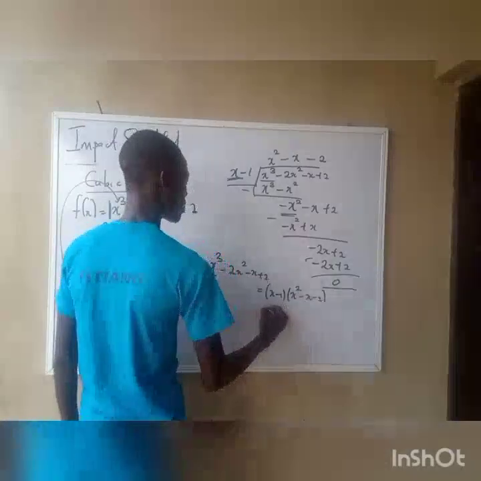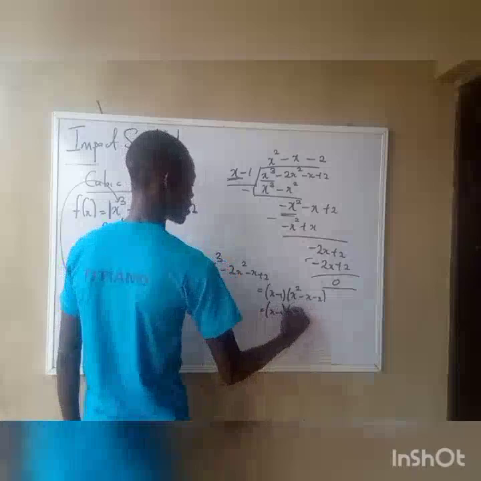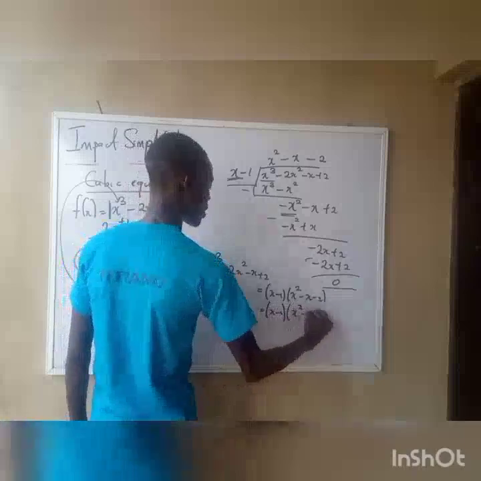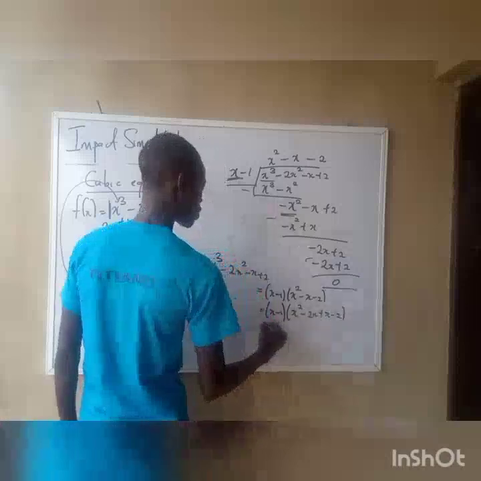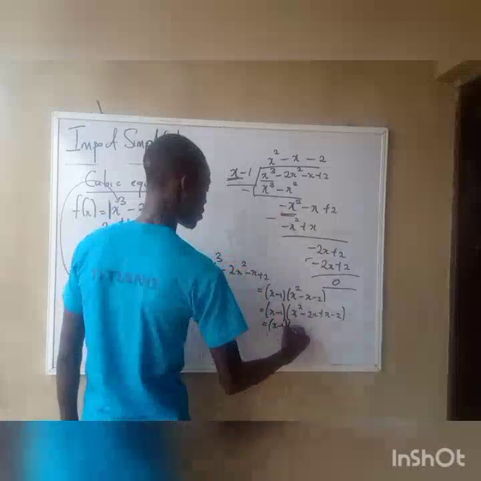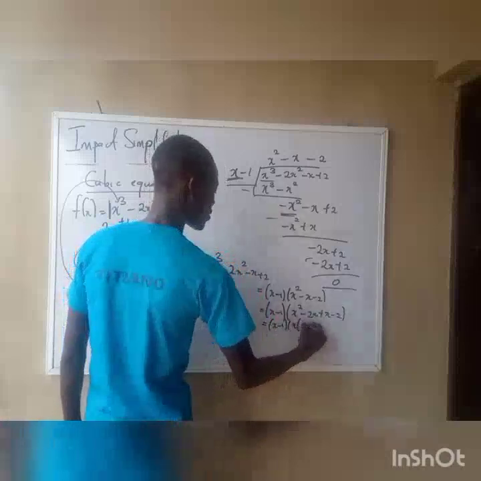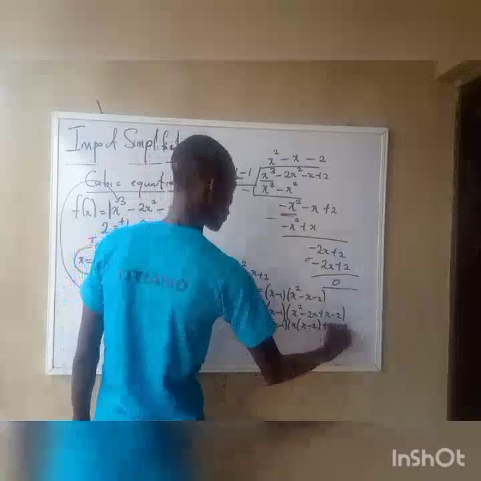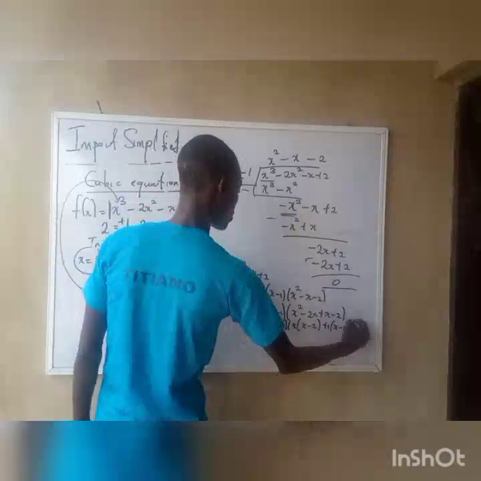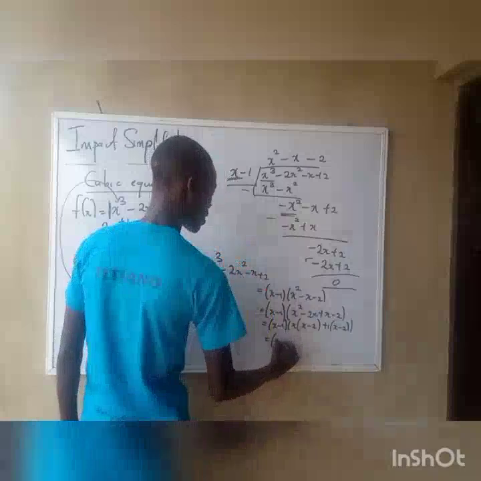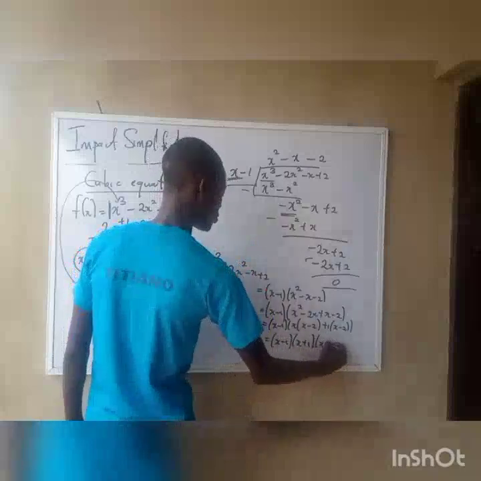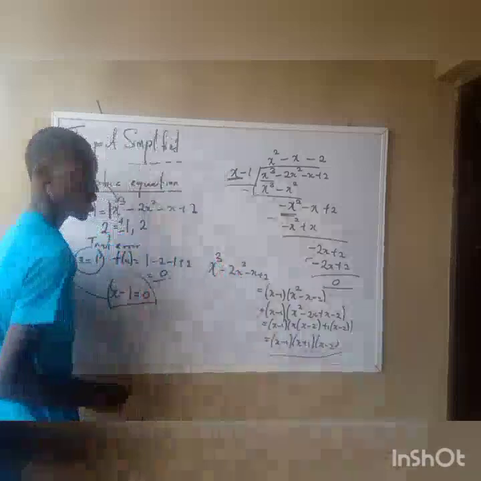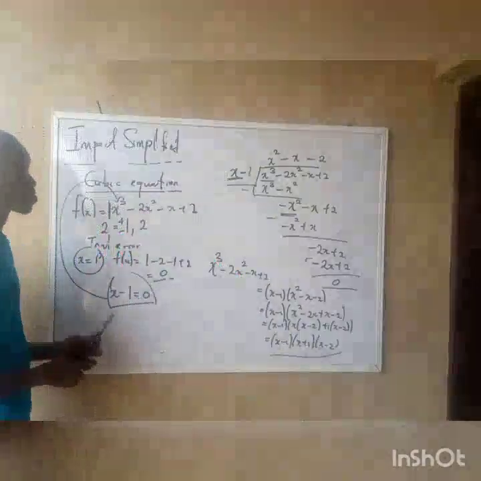And this is a quadratic equation, and then we factorize. Factorizing this, the factors are 2 and 1. So looking at this, what is common to them? We have x minus 1. X is common, we have x minus 2. Plus 1 is common, we have x minus 2. And that will give us x minus 1, x plus 1, and x minus 2. And that is how we factorize.